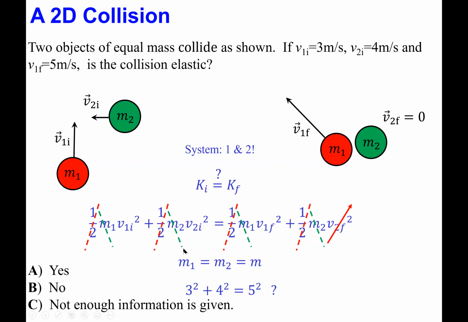And the problem then amounts to showing that 3 squared, because we're plugging into these velocity quantities, 3 squared plus 4 squared is equal to 5 squared. And that's indeed true. Both sides equal 25. So we've shown that the initial kinetic energy is equal to the final kinetic energy, and therefore the kinetic energy is constant throughout this collision. And indeed, it is elastic.